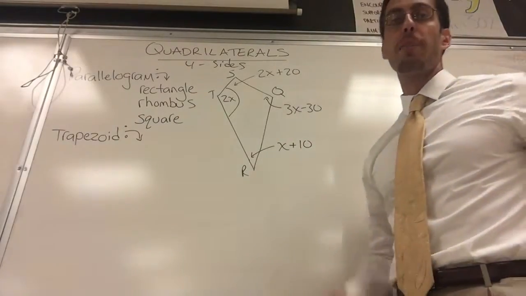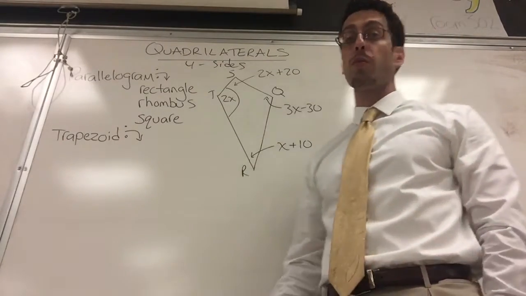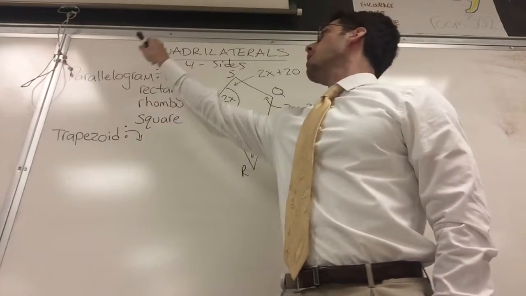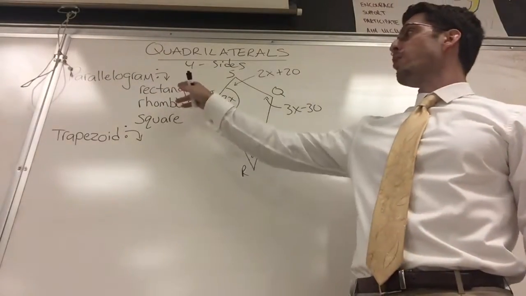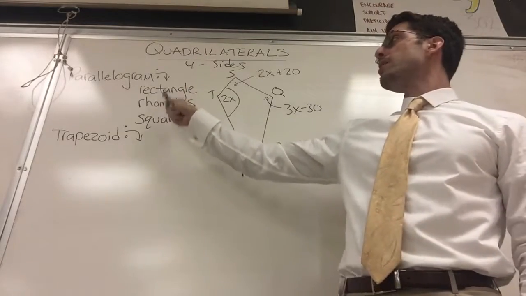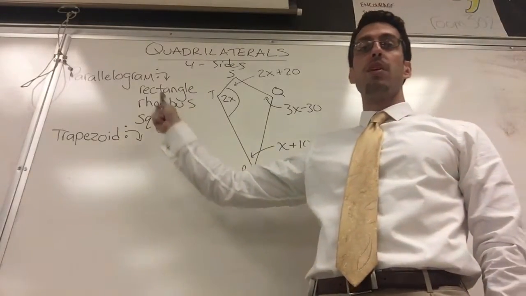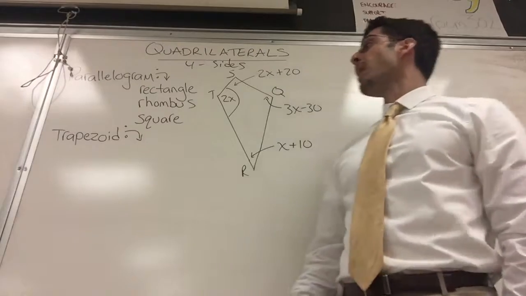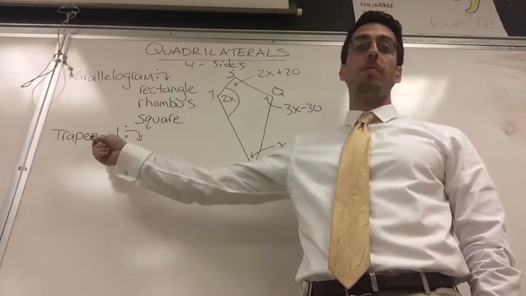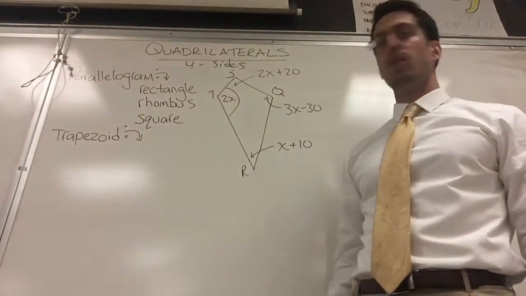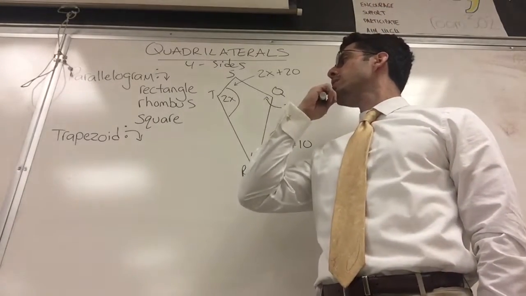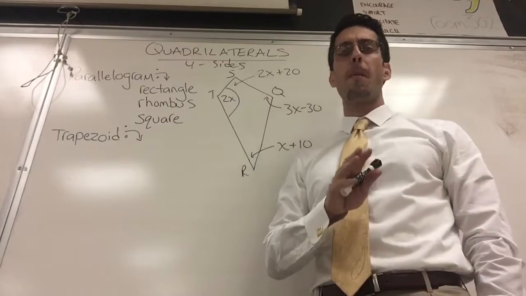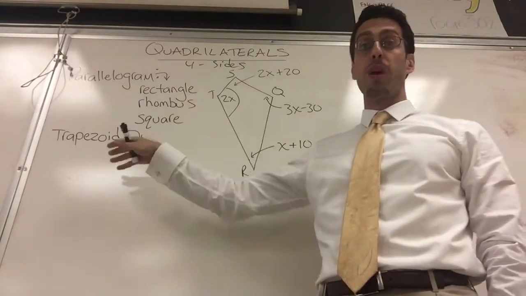Now, here are the types of quadrilaterals you should be familiar with. Parallelogram, and my drop-down menu says rectangle, rhombus, square. These all count as types of parallelograms. And another type of quadrilateral is a trapezoid. Oh man, no drop-down menu. There are some types of trapezoids, but they're still all called trapezoids.